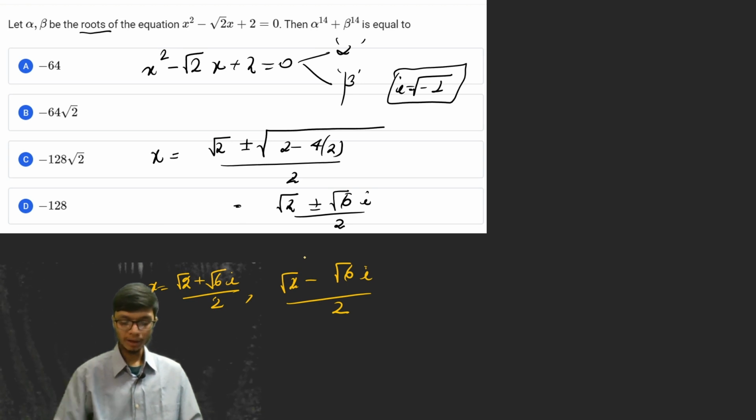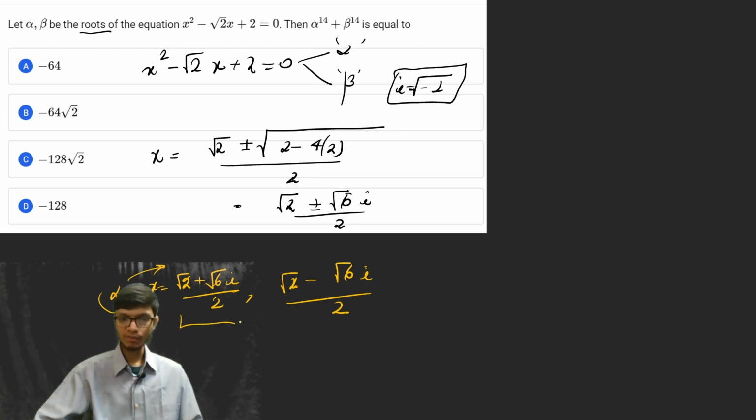Now what I want to do in this particular problem, since I have to get the values, these are basically alpha and beta values. Now I have to get alpha to the power 14 and beta to the power 14. Now here comes the catch. You basically need to understand.